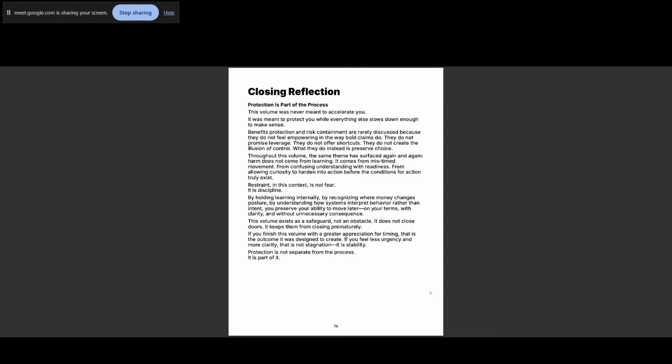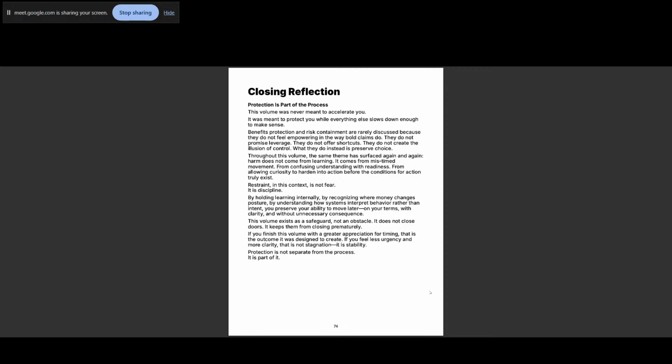Restraint in this context is not fear. It is discipline. By holding learning internally, by recognizing where money changes posture, by understanding how systems interpret behavior rather than intent, you preserve your ability to move later, on your terms, with clarity and without unnecessary consequence.